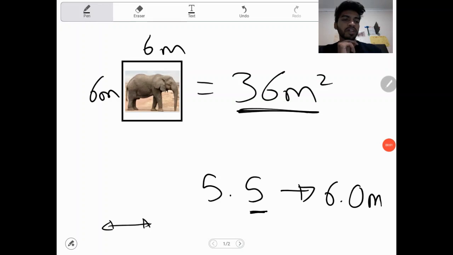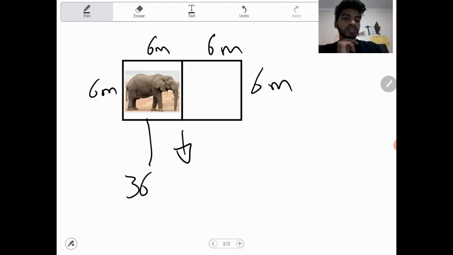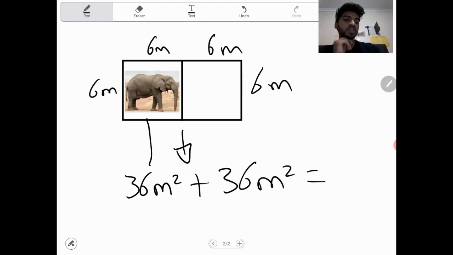Okay, let's try doubling the size of the enclosure. Right, so you can see I've got the original 6 by 6 enclosure, so that's 36. If I double it, then I would have another 6 by 6, and the total area would be, so 36 was this side, 36 meters squared, plus this is the same square, so that's also going to be 36 meters squared. So if I double the enclosure, the area becomes 72 meters squared.